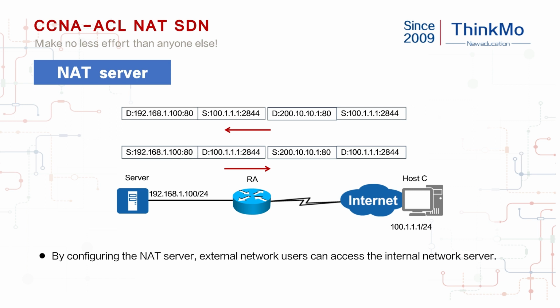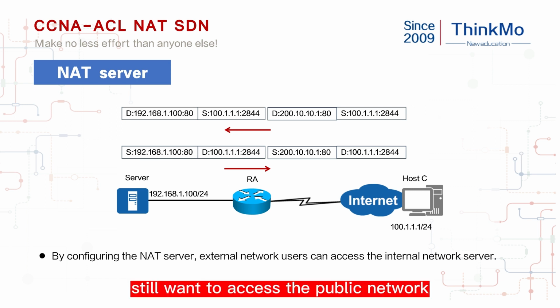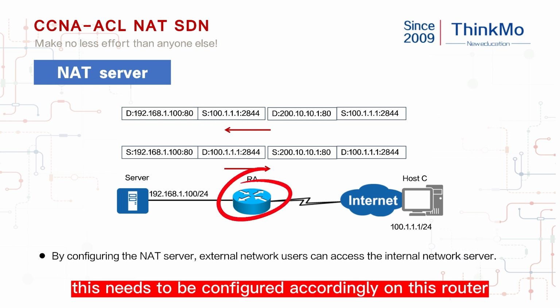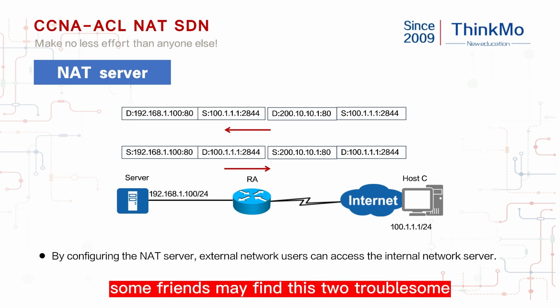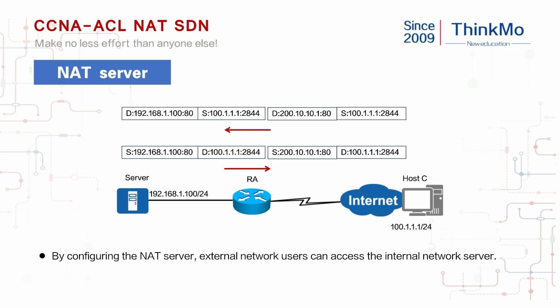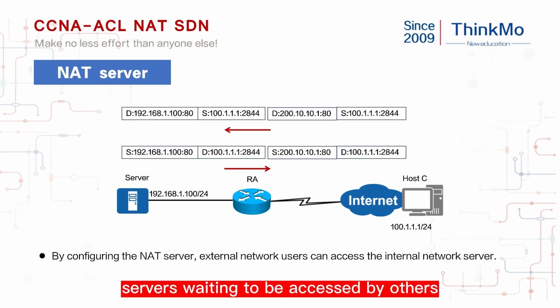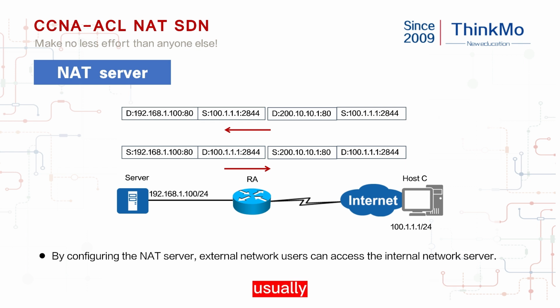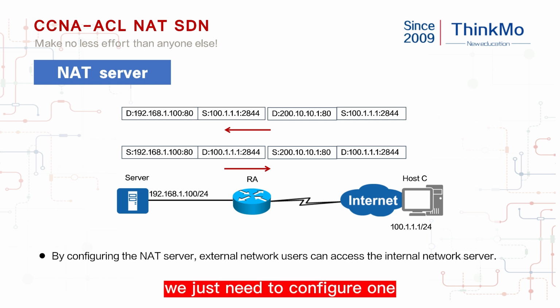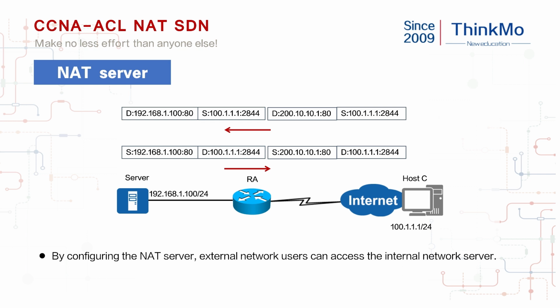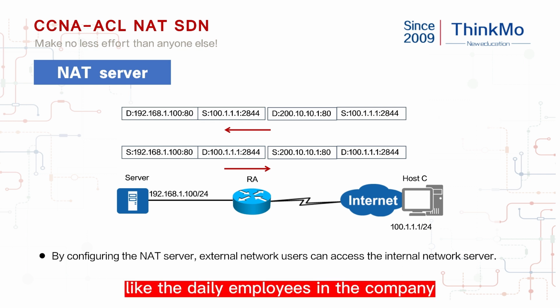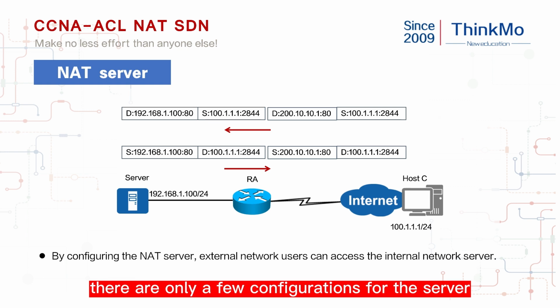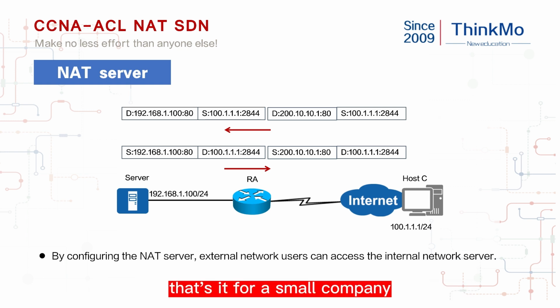To be honest, if you still want to access the public network, this needs to be configured accordingly on this router. Some friends may find this too troublesome, as you have to configure one by one. Yes, because your company will not have so many servers waiting to be accessed by others. Usually, if we have one device, we just need to configure one. The specific scene is different. Like the daily employees in the company, there are many people who use the internet, but there are only a few configurations for the server. That's it for a small company.